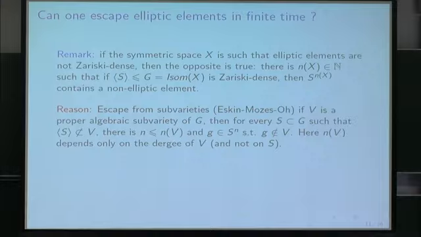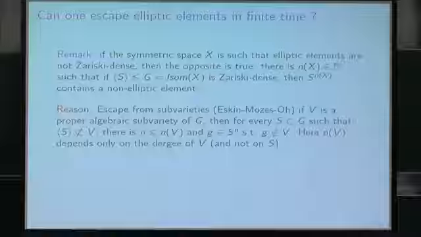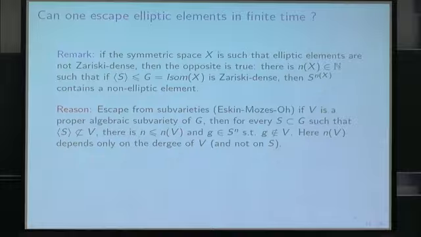paper of Eskin, Mozes, which is the escape from subvarieties. So if you have a proper algebraic subvariety of a semi-simple algebraic group G, then you can always escape it by looking at the powers of this set S. At some point it will move out of the algebraic variety in bounded time, and the bound depends only on the variety. Some bounds can be proved on n of V using Bézout's theorem, but if you think in terms of ultraproducts, it is somehow completely obvious that such a bound should exist.